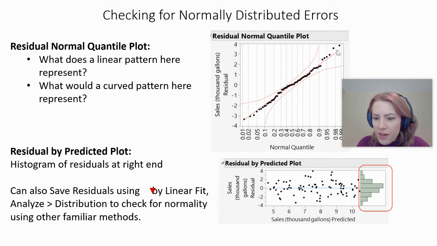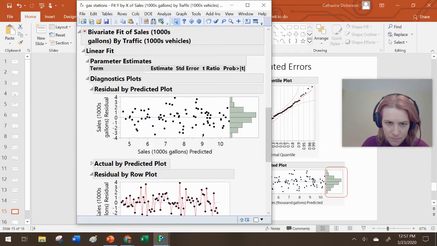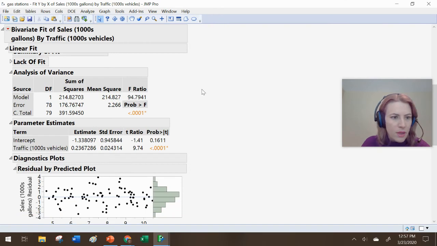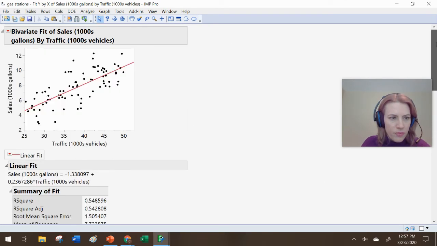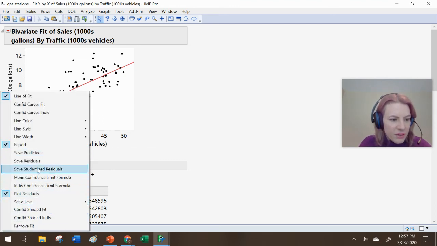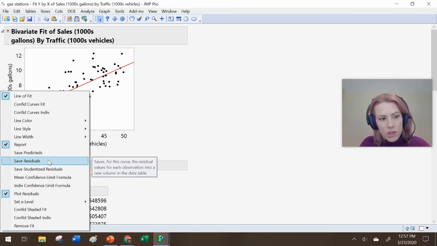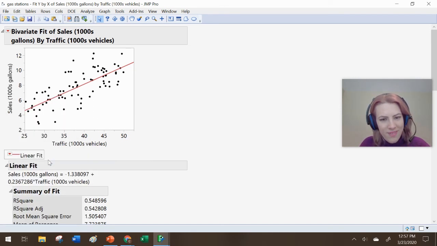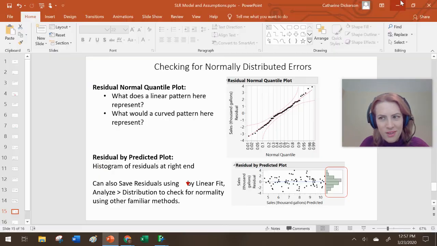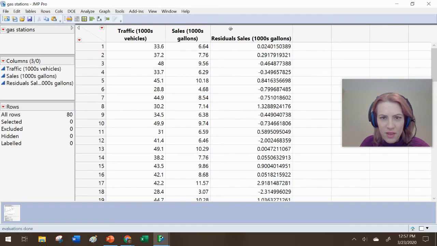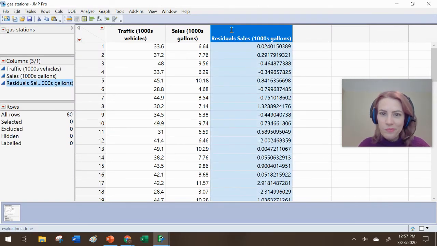All right, if you want to check a little more in depth, we can save the errors. So let me get to JMP here. Again, we have to fit the line first, and then it's that lower red triangle next to linear fit. If we go down here, somewhere in here, there it is: save residuals. Do that. Now if we look at our data table, we have a new column that's all the residuals.